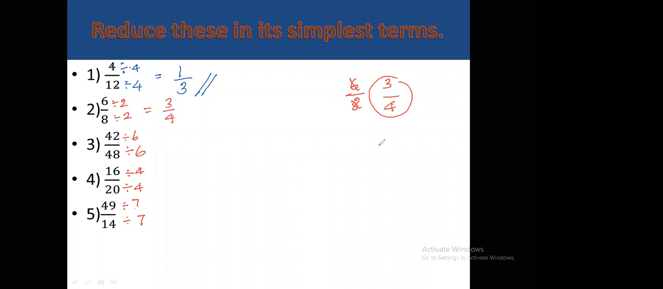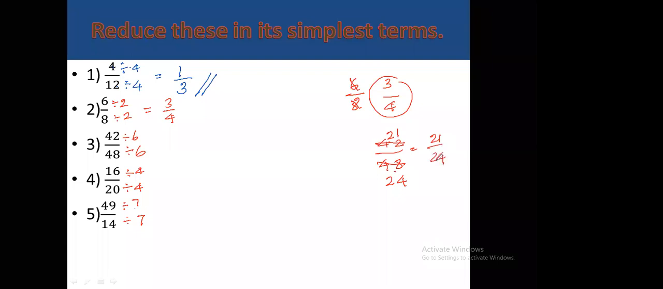Now 42. Let's imagine someone in the class doesn't know the 6 times table. Then what they have to do is reduce the numerator and denominator by 2. How many 2s for 42? 21. How many 2s for 2? 1. Then divide this also by 2. How many 2s for 48? 24. Then you get 21 over 24.